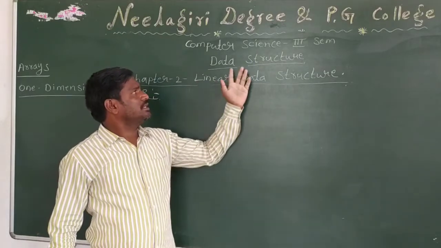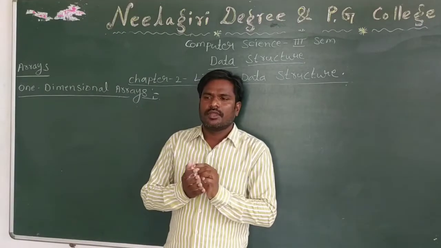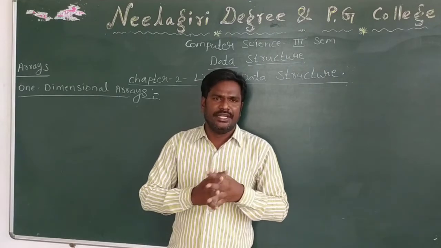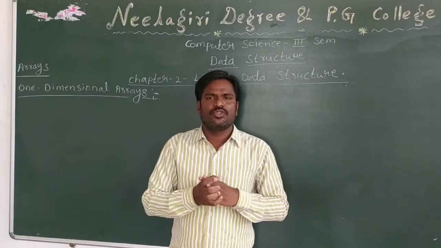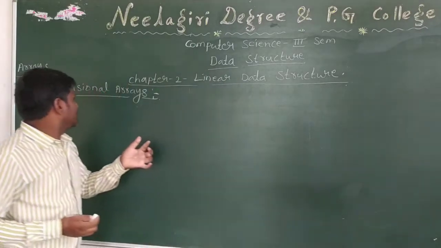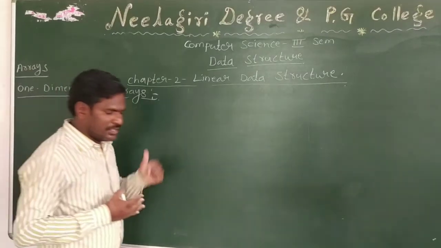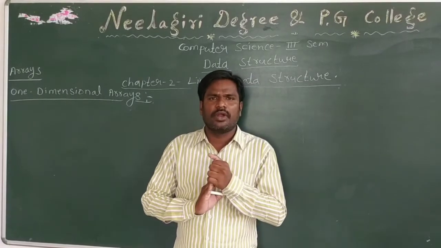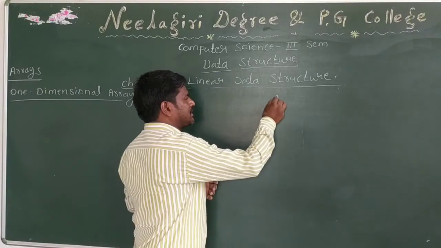In the previous class, we discussed what an array is and some basic terminologies, such as base address and what an index is. We also studied that there are two types of arrays, one-dimensional arrays and two-dimensional arrays. Today we will discuss one-dimensional arrays. As the name suggests, there is only one dimension. I thought you are already familiar with the concept of matrix.